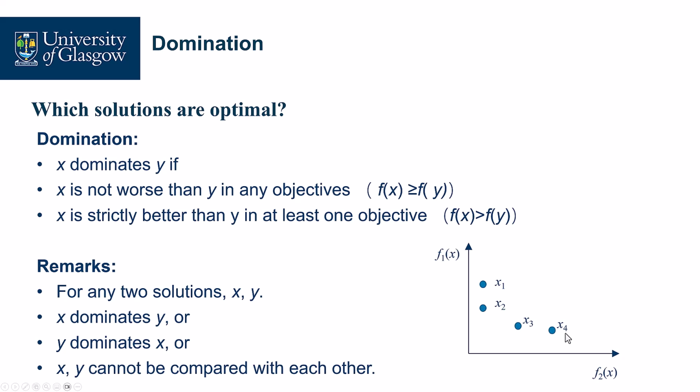x2, x3, x4, these three solutions, we can't compare them with each other, because for one objective it is better, and for the other it becomes worse, right? So x1 is better than x2, but does x1 dominate x3 or not? Yes or no? No, right? x1 dominates x2, but doesn't dominate x3, because consider f2, x3's f2 is better than the one for x1, right? So this is the domination concept.